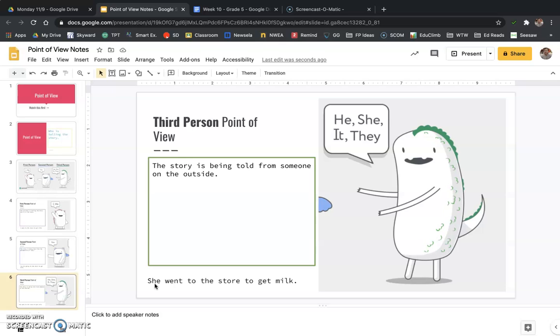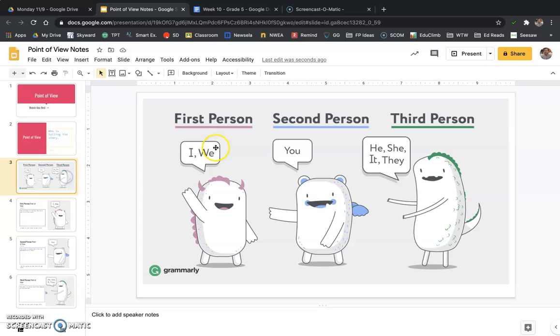We will do some practice with that this week. There are actually 2 different kinds of third person. We will talk about those starting next week. But this week, we're really going to try to understand what point of view is and how we find it.